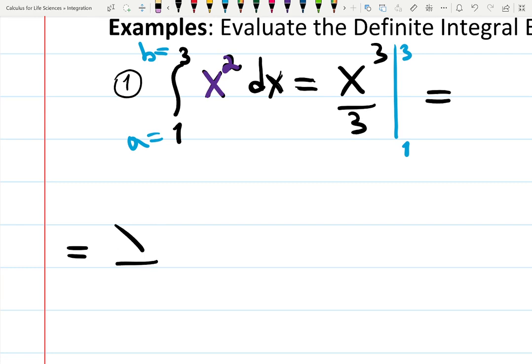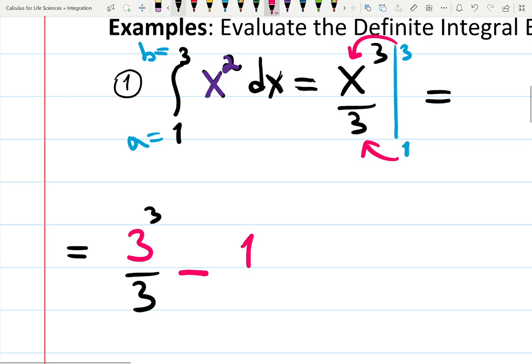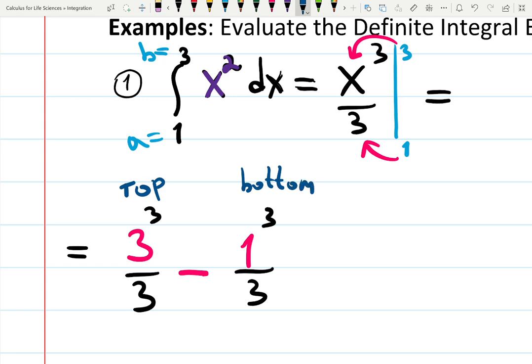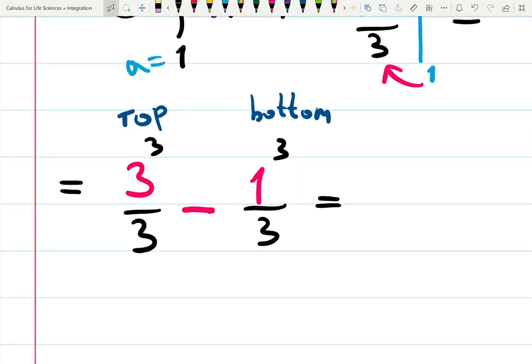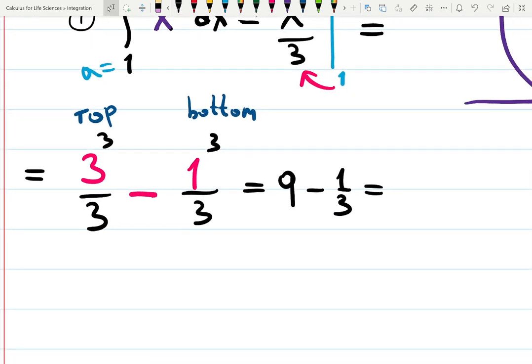X cubed over 3. Plugging in 3 gives me 3 cubed over 3. Minus is in the formula. Plug in the bottom, which is 1 cubed over 3. And I usually write down for students, top minus the bottom. Top minus the bottom. Calculate the answer. 3 times 3 times 3 over 3 is 3 squared. 9 minus 1/3, with a common denominator, is 26 over 3.